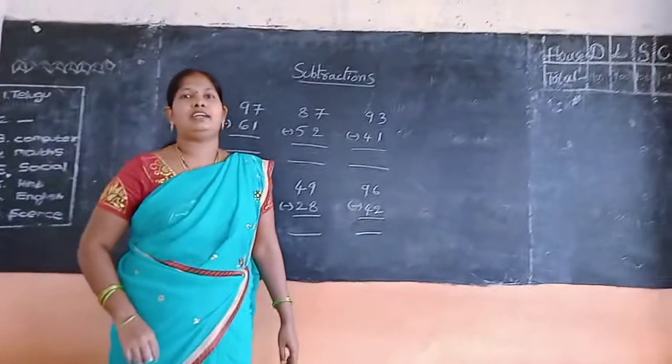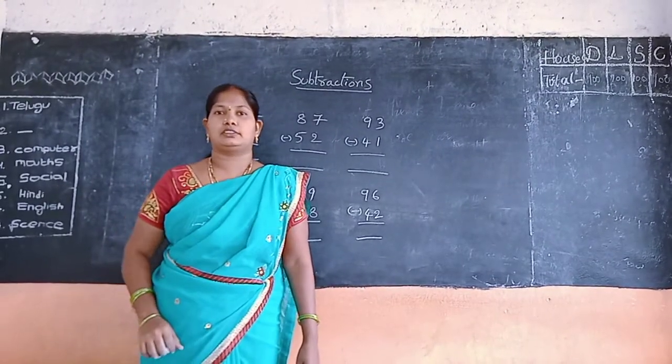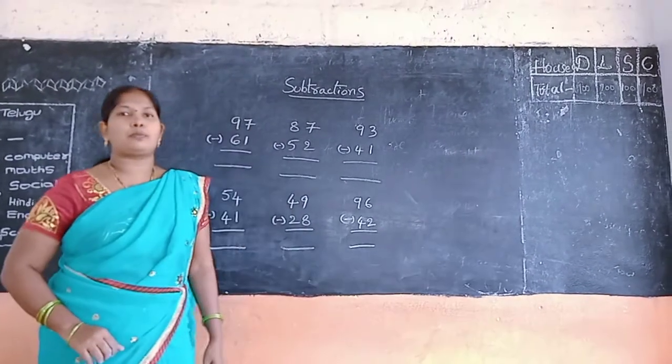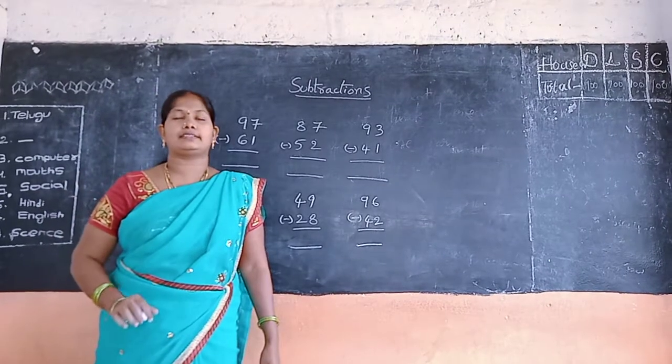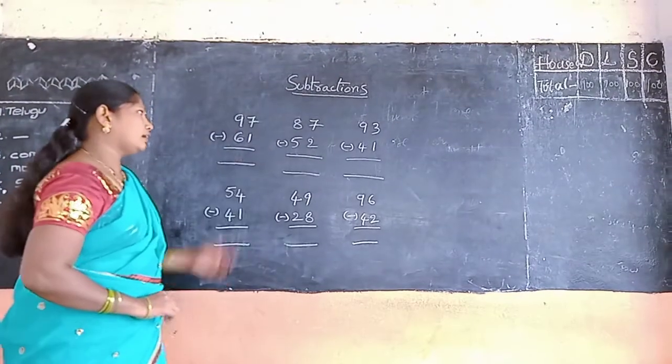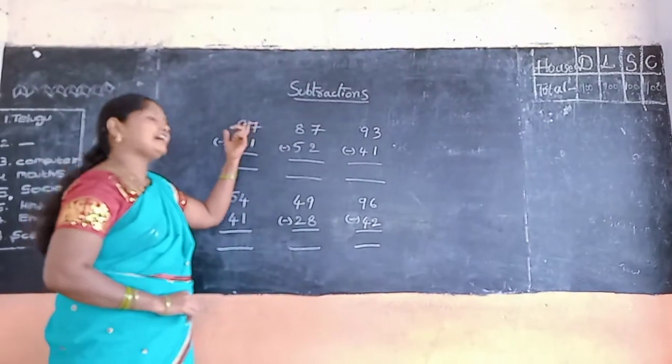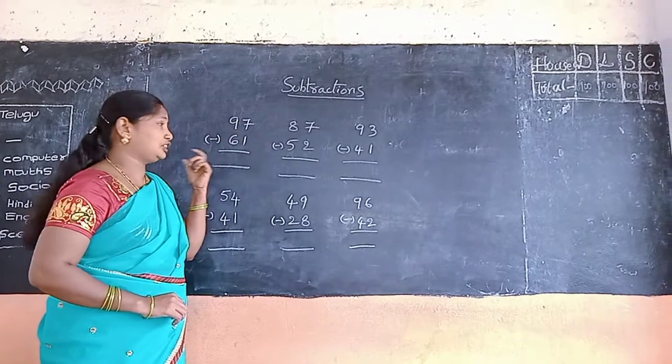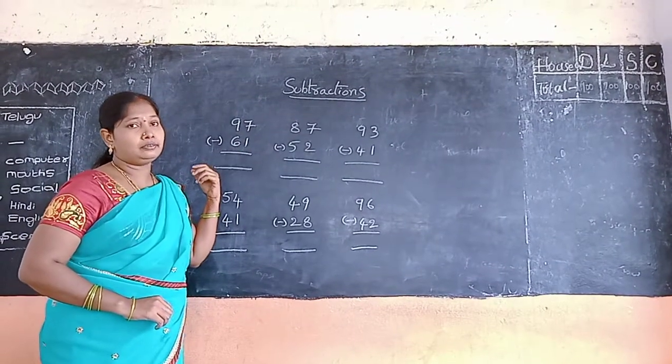Okay, this is Srivalli. Today's topic is subtraction. Okay, how to solve the problem? First of all, take some examples. Now I will take one example: 97 minus 61. How to solve this one?